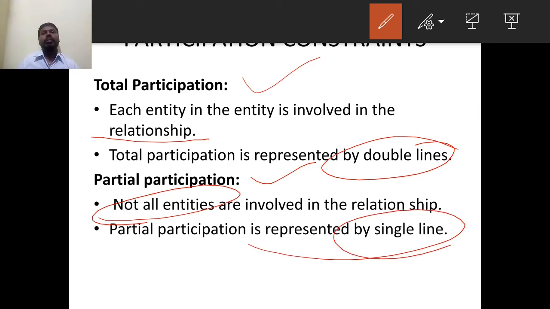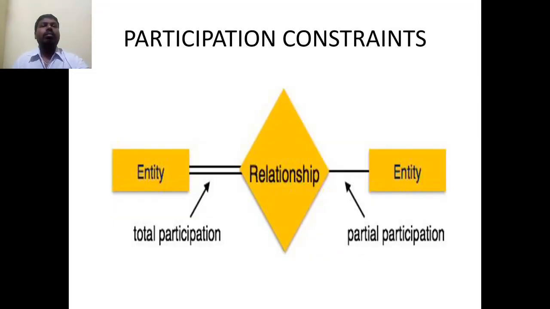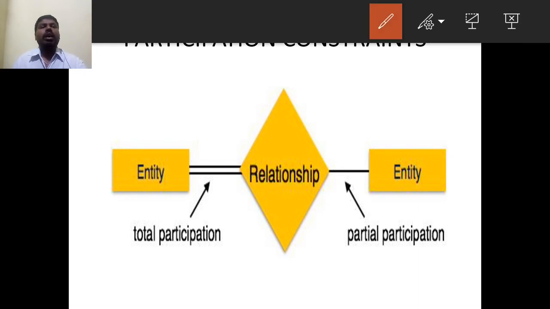So there are two participations. Total participation means each entity, which means all entities, should be involved in the relationship, represented by double lines. And partial participation means not all entities are involved in the relationship, represented by a single line. See here in the diagram, the double line indicates total participation and the single line indicates partial participation. Dear students, we will see one small example.